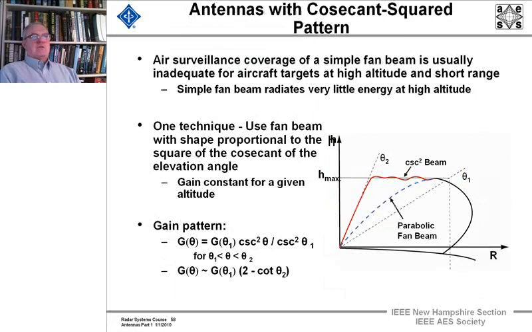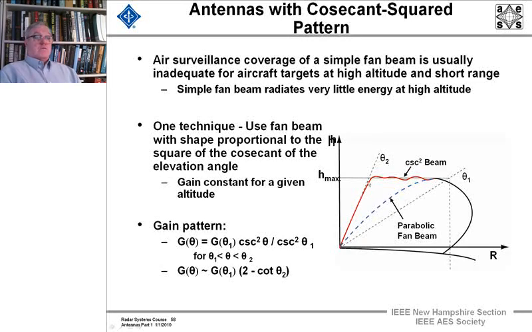Air surveillance coverage of simple fan beam radars usually won't handle high altitude short range coverage like air traffic control radars. A simple fan beam doesn't give you much energy at near-in ranges at high altitudes. So what you do is use a fan beam where you shape the reflector and make it proportional to the square of the cosecant of the elevation angle. That gives you a constant gain for a given altitude, and that's called a cosecant squared beam.